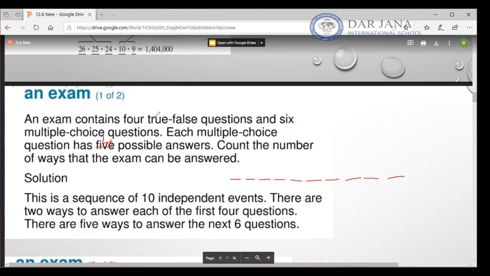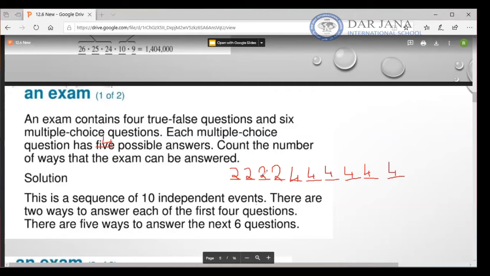4 true or false. When we say true or false, it means you can answer true or you can answer false. So you have 2 choices for the first, and the second, same thing, and the third, same thing, and the fourth, same thing. Now the next 6 questions are multiple choice with 4 possibilities. So for this event, I have 4 answers. Same thing here, same thing here, and also here.